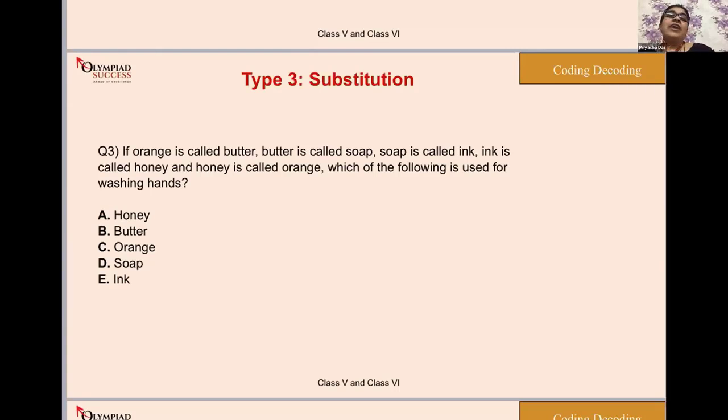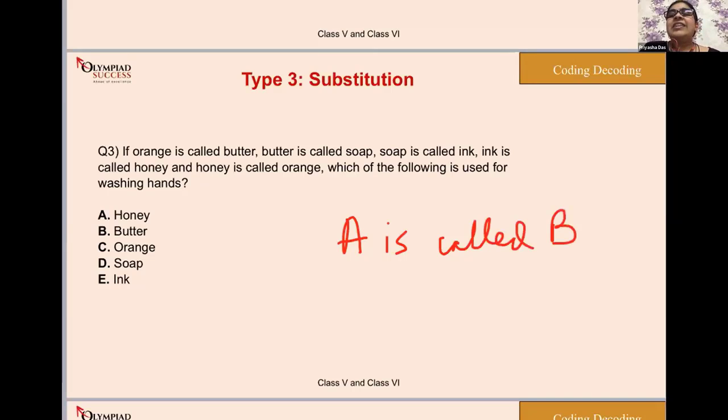Those who are saying ink is the correct answer, well done. Why? There is a method of solving this question, guys. Especially I'll be explaining it to those who came up with butter. Two kinds of confusion happen in this. A is called B. So if I call A as B, that means B is my final answer. No, we will not go one step back. We will go one step in front.